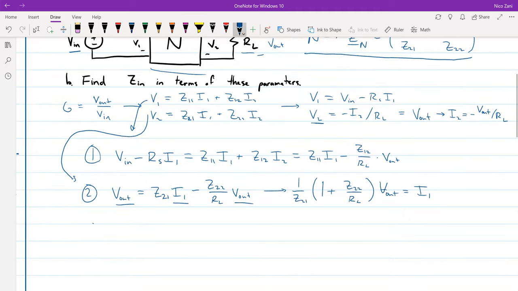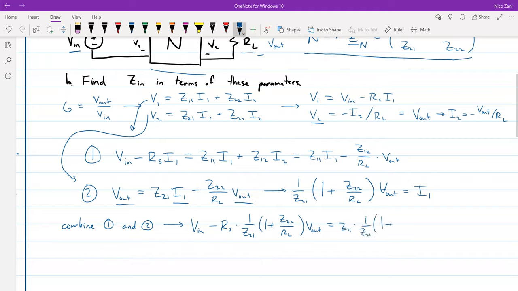And then from there, we can just combine one and two, or really plug in I1 in terms of V out. And we get Vn minus Rs times one over Z21 of one plus Z22 over RL, V out is equal to Z11 times 1 over Z21, 1 plus Z22 over RL, V out minus Z22 over RL, V out.